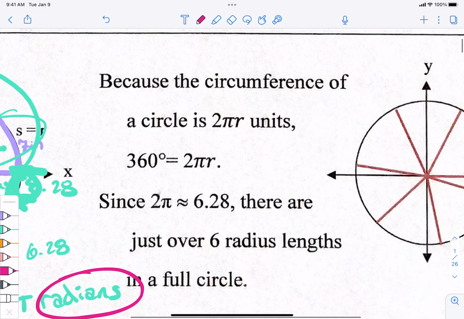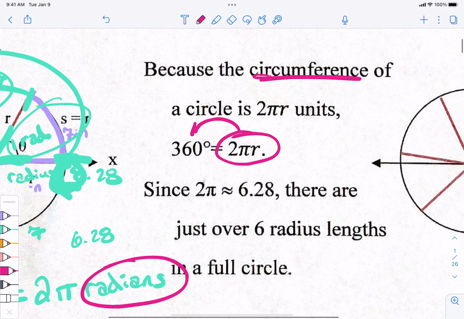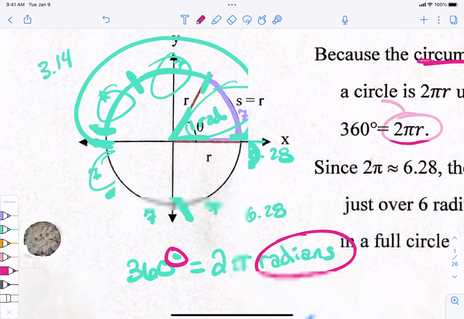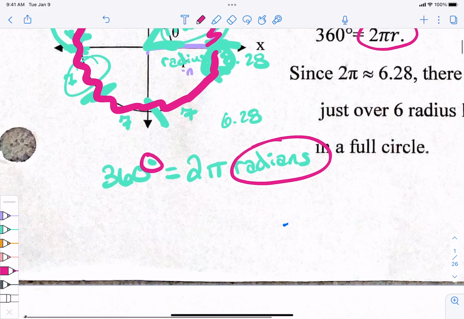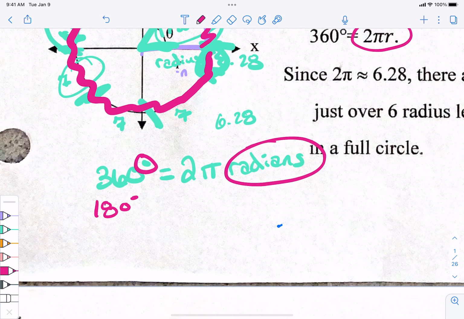That has to do with circumference. The circumference of a circle is 2 pi r. That's how you find the circumference of a circle. That is equivalent to 360 degrees. If we're finding the length all the way around, that's circumference, 2 pi r, which is equivalent to 360 degrees. Okay? What would 180 degrees be equivalent to?